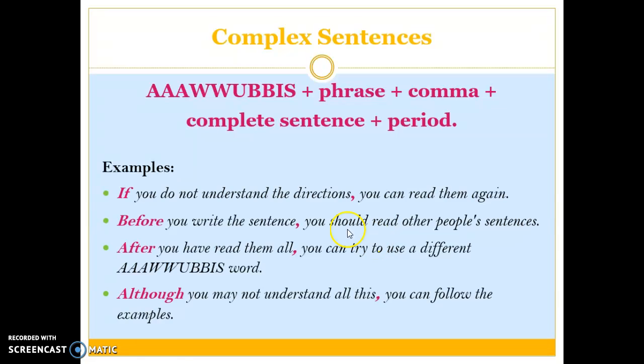So here are some more examples of complex sentences. If you do not understand the directions, comma, you can read them again. Before you write the sentence, comma, you should read other people's sentences. After you have read all of them, you can try to use a different AWUBIS word. Although you may not understand all of this, you can follow the examples.